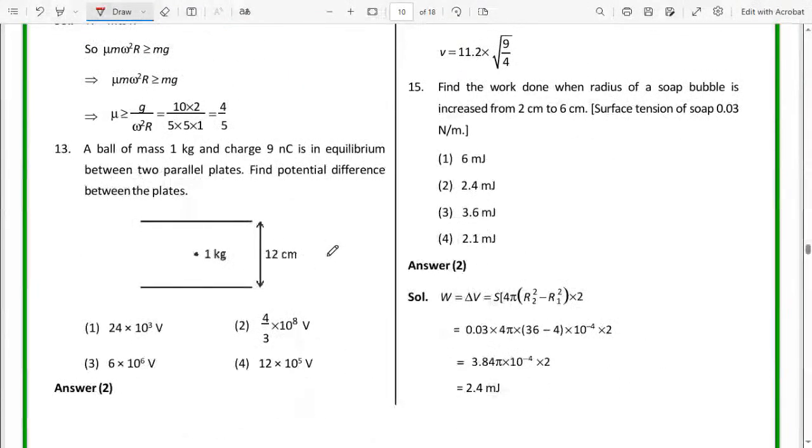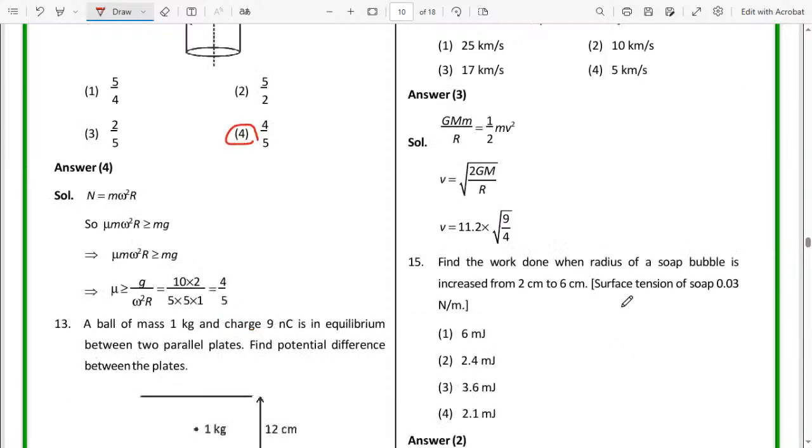Next, question number 13. A ball of mass 1 kilogram and charge 9 nC is in equilibrium between two parallel plates. Find the potential difference between the plates. The correct option for this question is option 2, students. Next, question number 14.